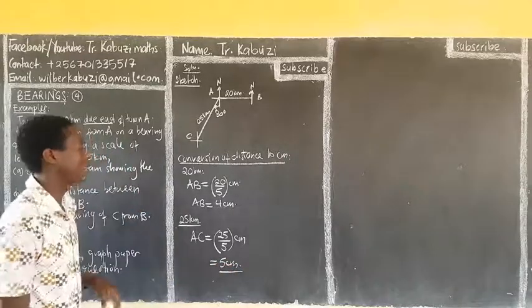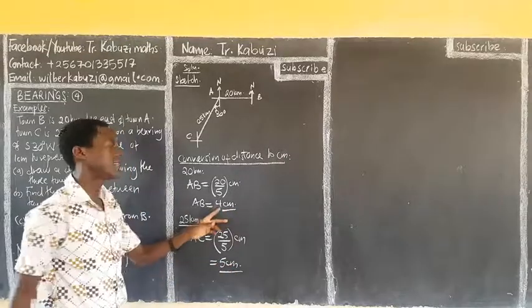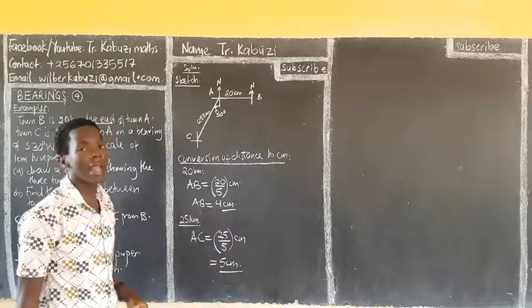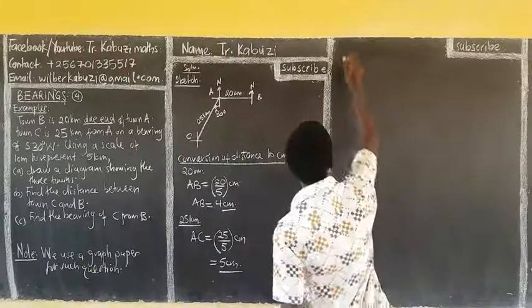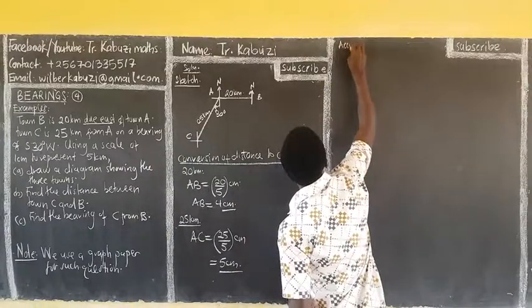Now, why are we converting? Because we can plot the centimeters on a graph. We can't plot the kilometers. So now, after converting, it means that you can now turn to your accurate diagram.